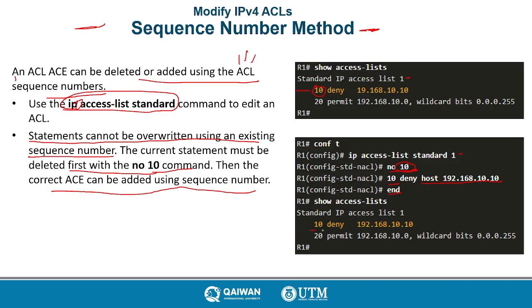10 deny 192.168.10.10. So in here now it was not 19, it says 192. How? Because we first deleted this one and then we tried again to fix the problem. With the 20 permit 192.168.10.0 and the wildcard bits, it has no problem.